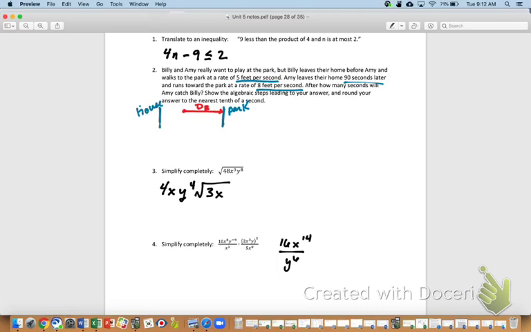And how big of a head start does he get? 90 seconds, but as far as distance goes, like how much distance? Say again? 450 feet, right? Because he had 90 seconds before Amy even got going, right? So for 90 seconds, she sat there and he's walking to the park. So 5 times 90, 450 feet. Okay, so I'll put 450 right there. So that makes sense? Any questions?